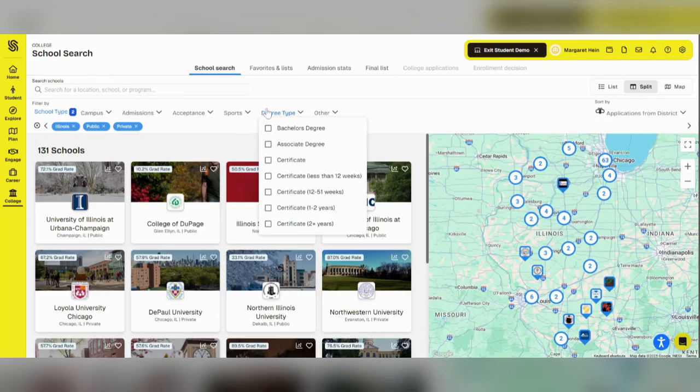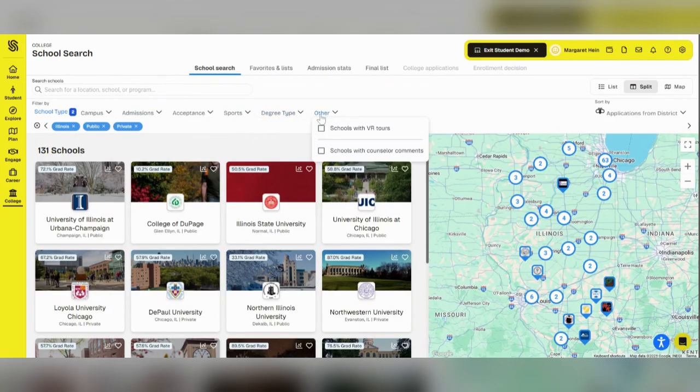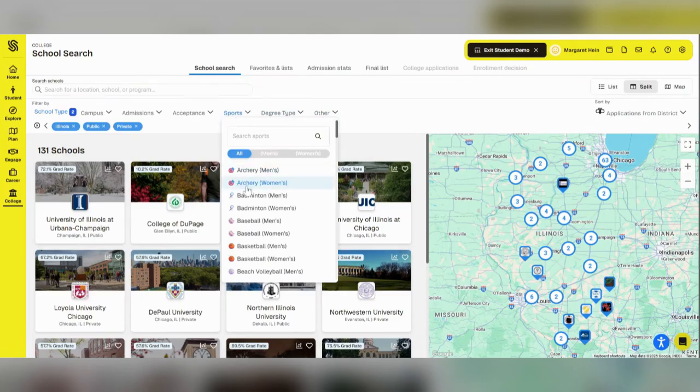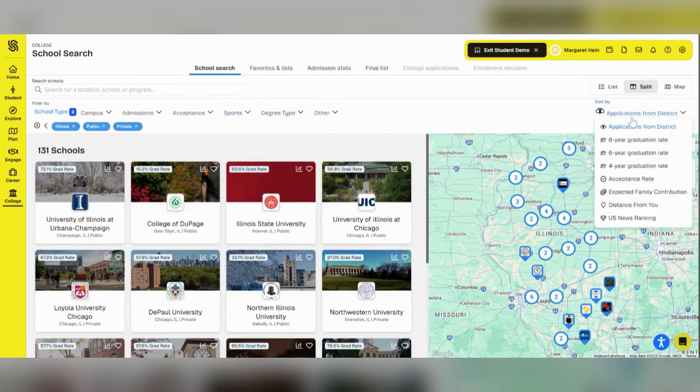You can also look at the degree type. Are you looking to earn a bachelor's degree, an associate's degree, or a certificate? What sports a particular college or university offers? And then the sorting, you can sort it by graduation rate, acceptance rate, undergraduate tuition, and so on. So that is how you can use the search.